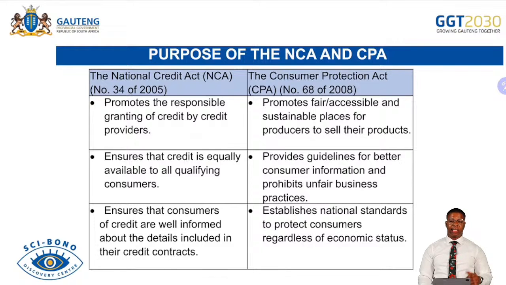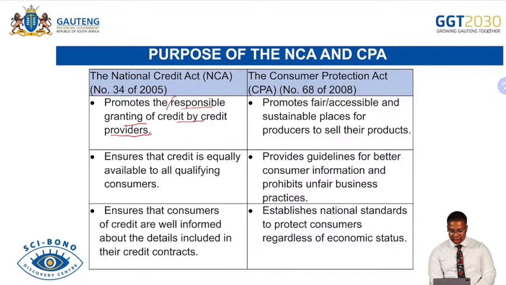And as you can see, the National Credit Act is Act number 34 of 2005, whereas the Consumer Protection Act is Act number 68 of 2008. Let's see what the government was thinking about, or what was the main objective of developing this act. For the National Credit Act, the aim there was to promote the responsible granting of credit by credit providers. So the act was developed to ensure that businesses become responsible before they give out credit to the consumers.